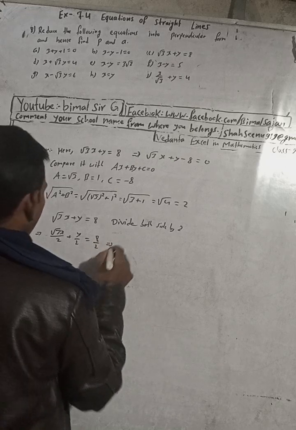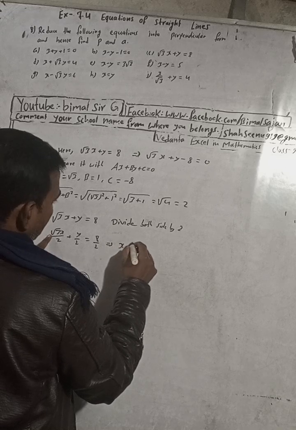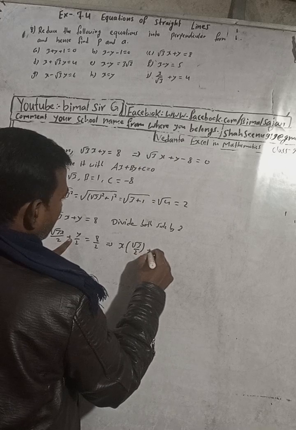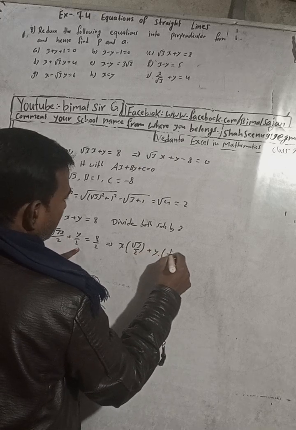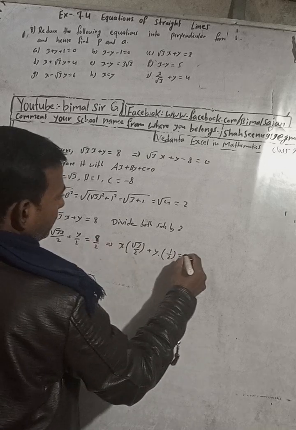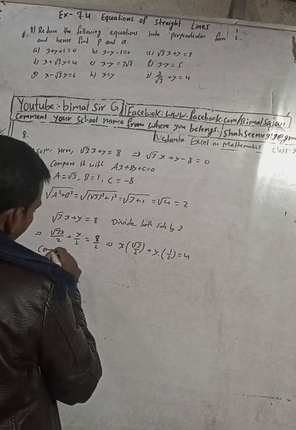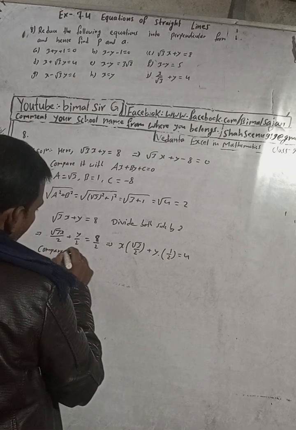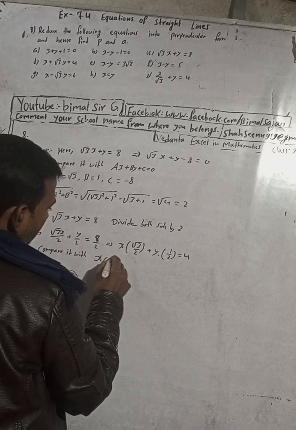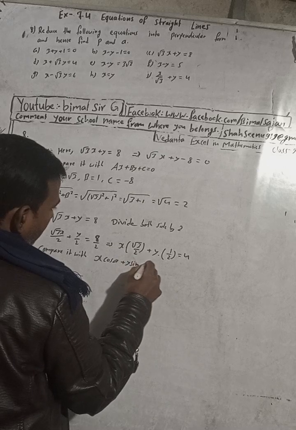So this can be written as what? This is root 3 by 2 times x, and y separately is 1 by 2, equal to 8 by 2, which is 4. Now compare it with x cos alpha plus y sin alpha is equal to p.